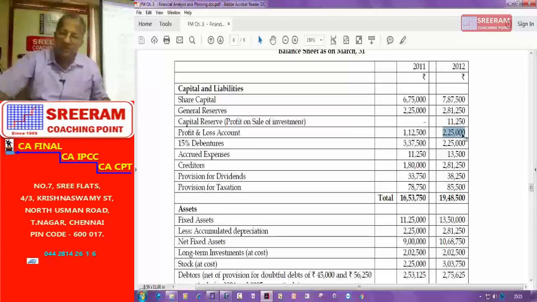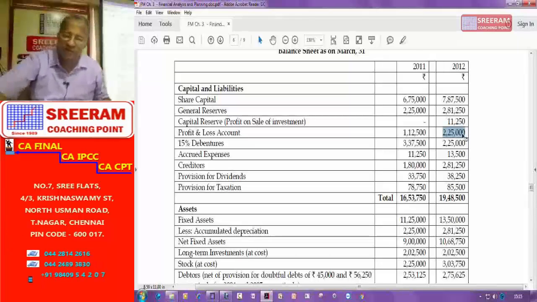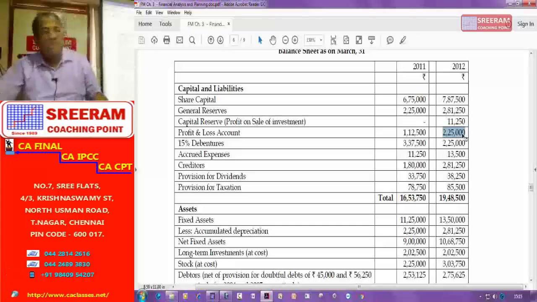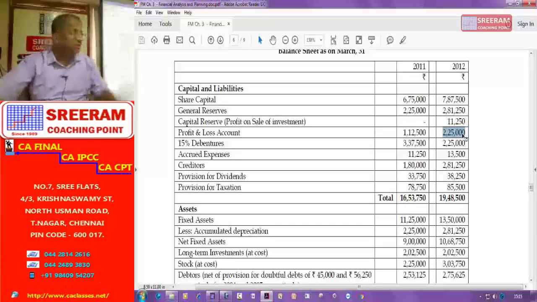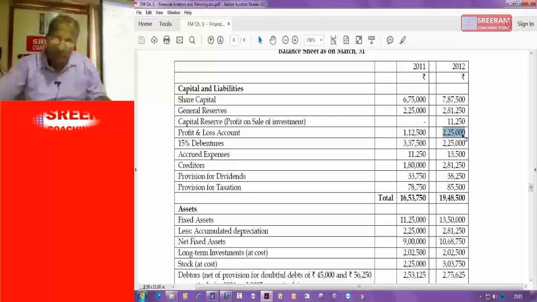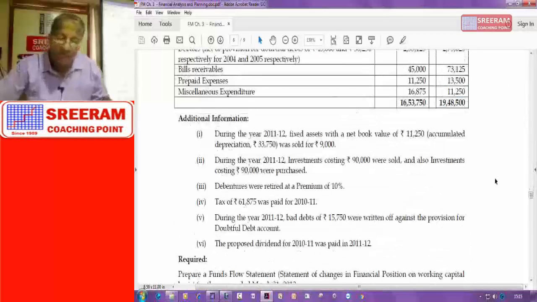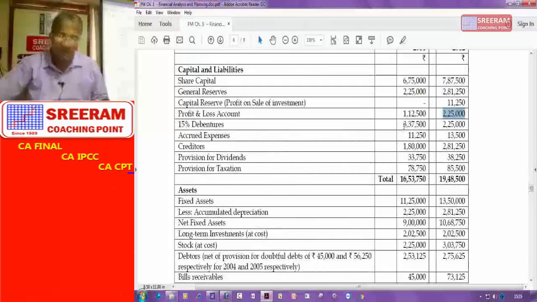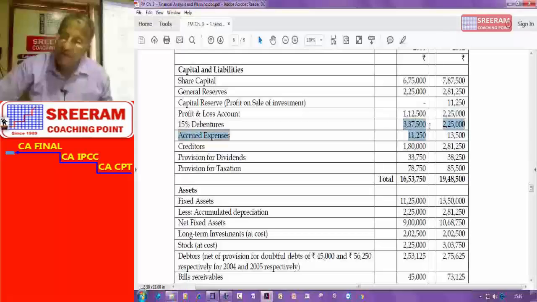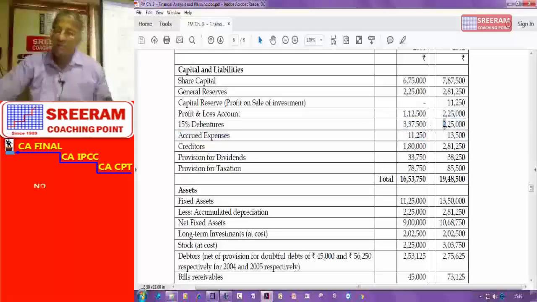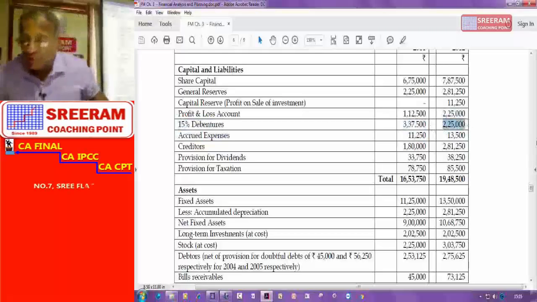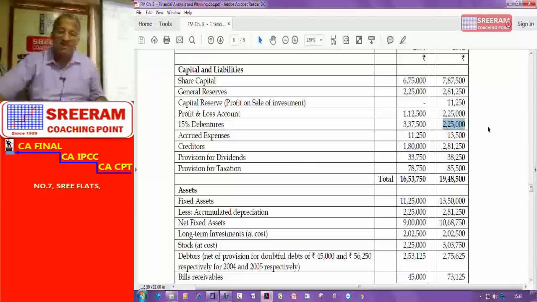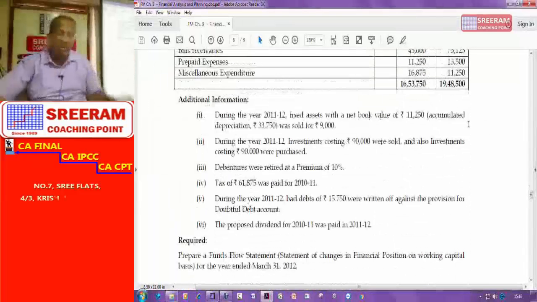15% debentures from 11,250 to 13,500. For 1,250 rupees they have issued debenture. So therefore, if there were to be, you have that debenture, then extremely sorry. I just took a wrong figure. Extremely sorry. 3,37,500 to 2,25,000. The difference 1,12,500 is the face value of the debenture they have redeemed, but at a premium of 10%.